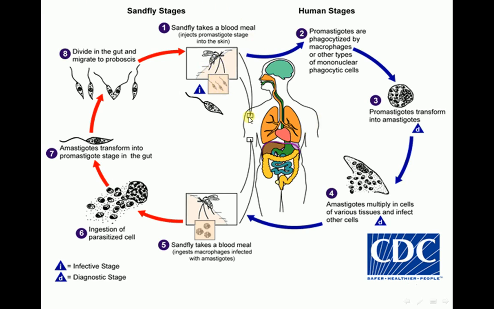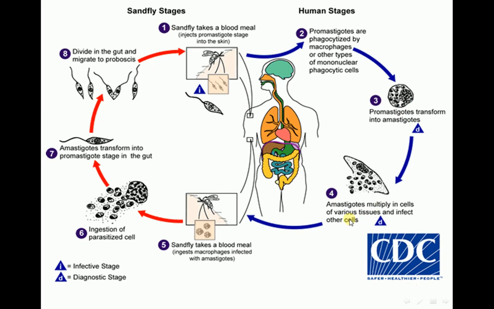This is the life cycle of Leishmania. The infective stage is promastigote, found in the sandfly, Phlebotomus. When this sandfly takes a blood meal, it will give this infective stage, promastigote. This promastigote is taken by macrophage for phagocytosis and converts to the larval stage, amastigotes.